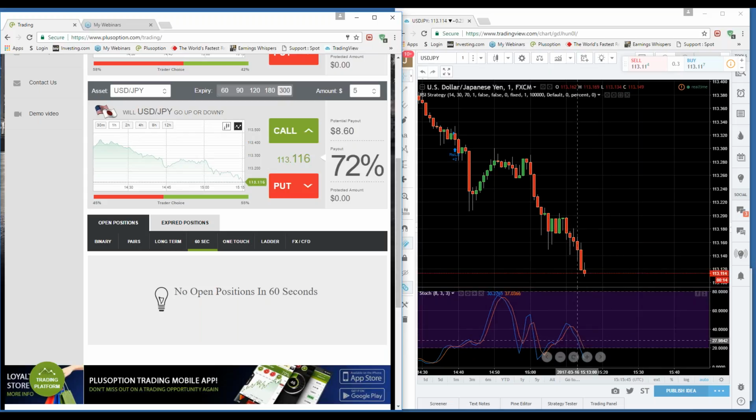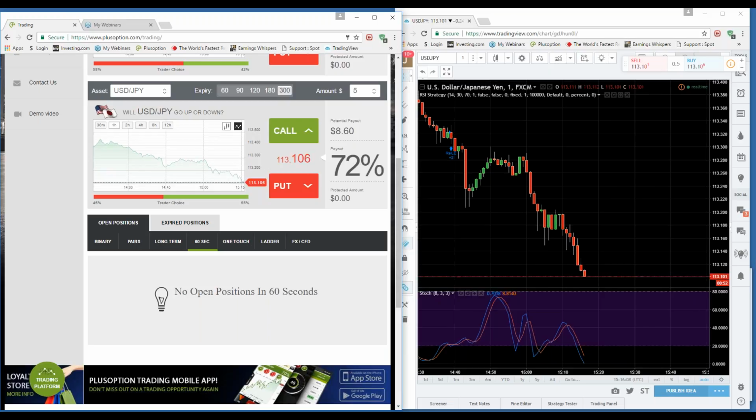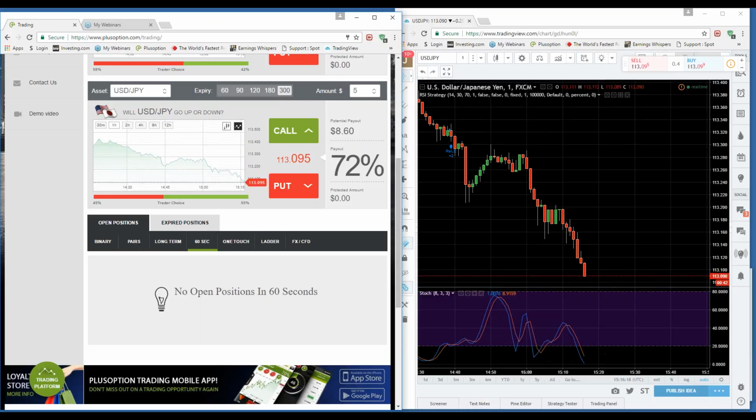So right now, we're waiting to see these lines come out of the danger zone, and we're not going to take a trade until we see the lines cross each other like they did right here. So I think we're about to see that here with the USD JPY. Okay, so now we have both our lines outside of the danger zone, and we are waiting for the cross. And once we see that cross, we're going to take a call position. So let's just wait another minute or two, and we should be seeing that cross.